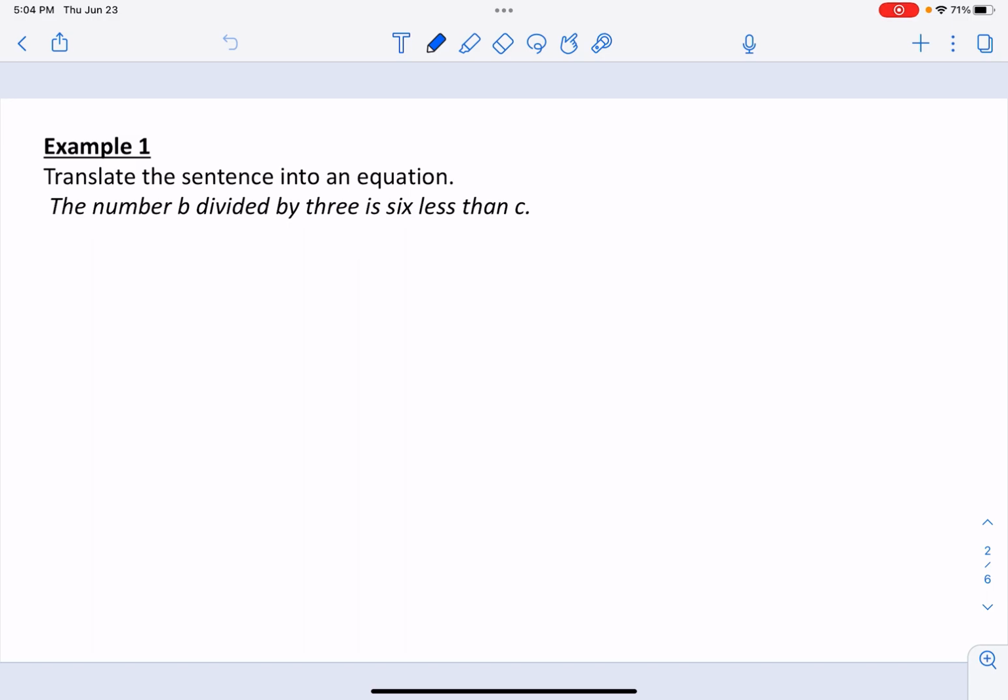We're learning a new language. So, the number b, so that's my variable, divided by 3 is, that's a fancy way of saying equals, 6 less than c. So that's hard. It's hard for me to explain it to you guys because I just kind of intuitively know it. But let's see if I can interpret this. So 6 less than c. So that means that less than, c is the larger number, 6 is being subtracted from c.